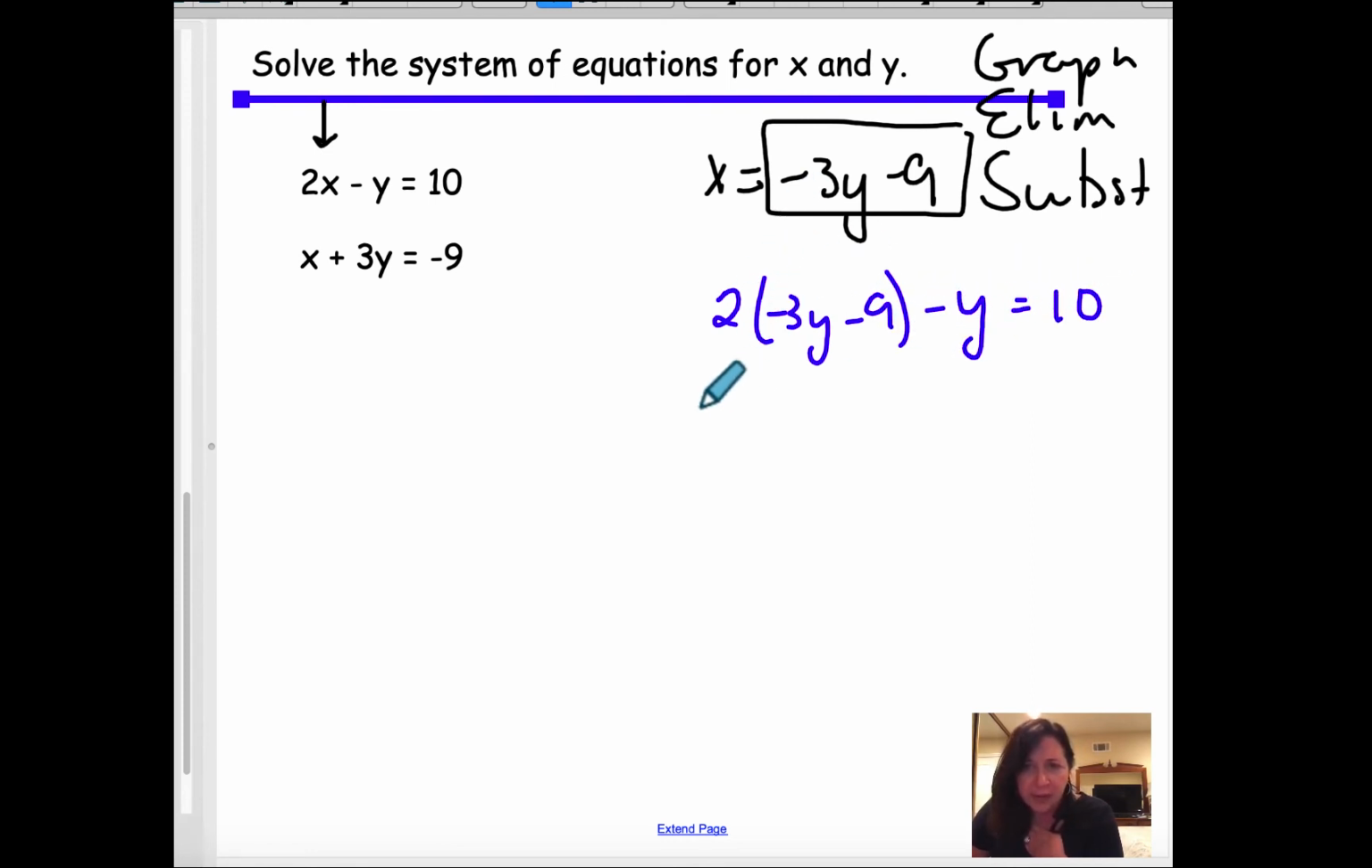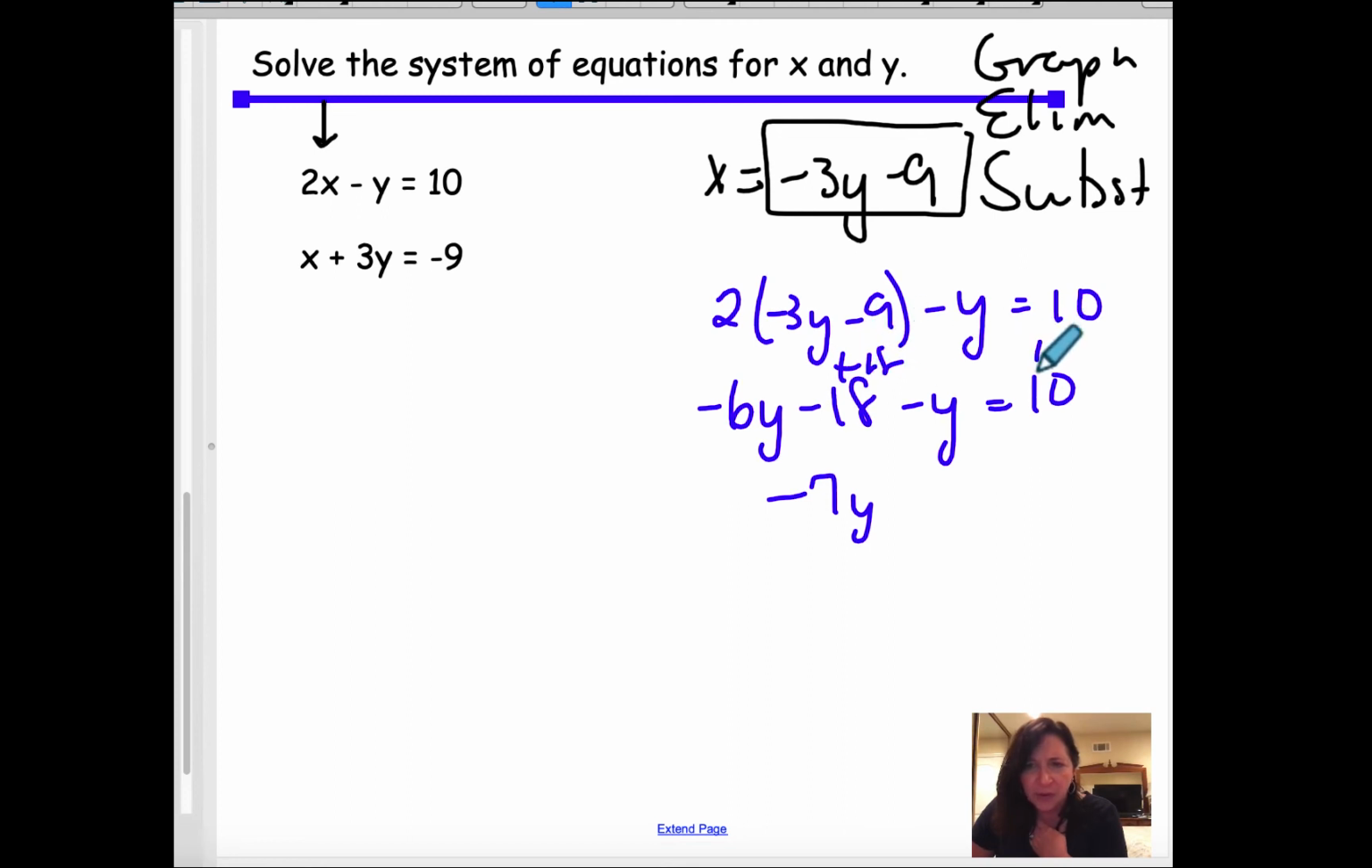So distributing, that makes negative 6y minus 18 minus y equals 10. Negative 6 and negative 1 is negative 7y. And then I'm going to add 18 to both sides. And when I do that, I get 28. So that means y is equal to negative 4 when I divide by negative 7.